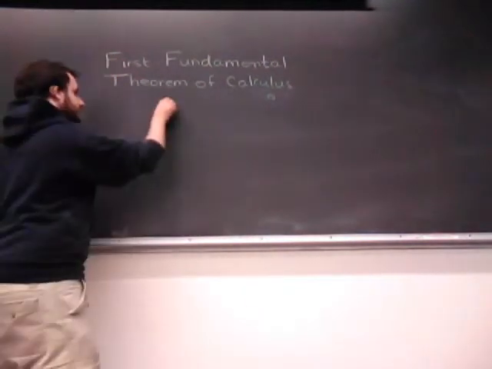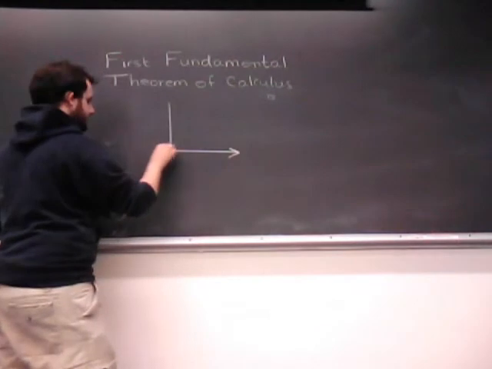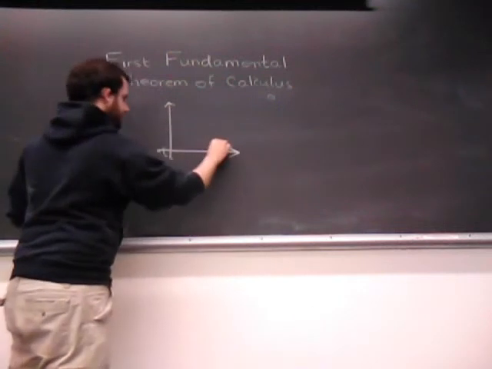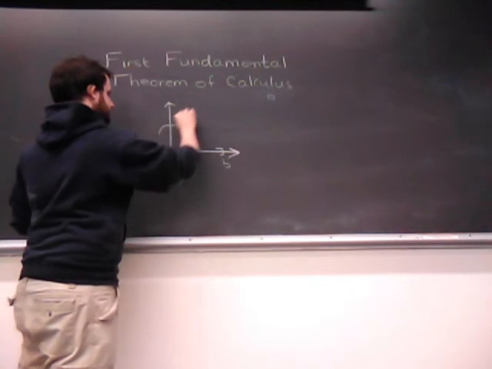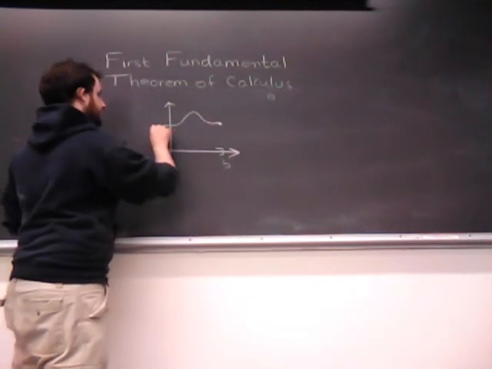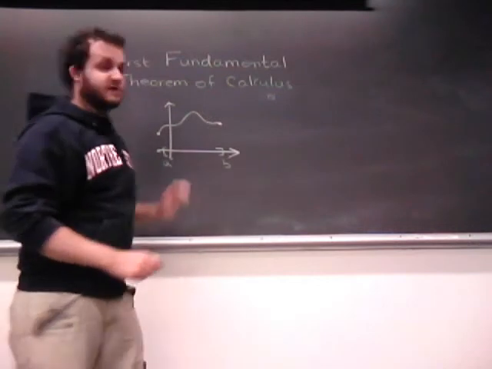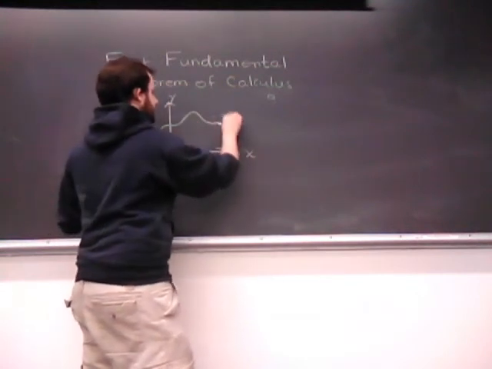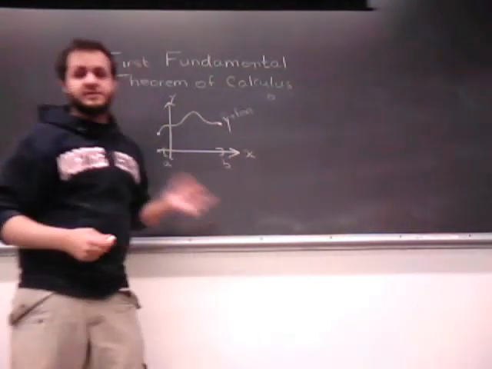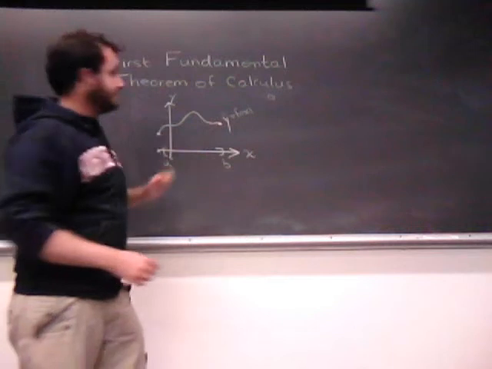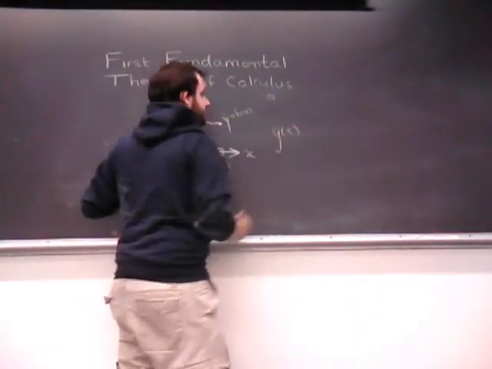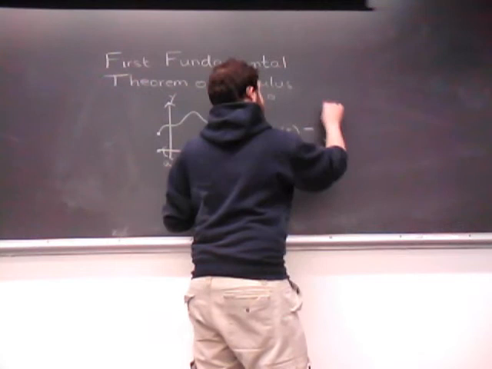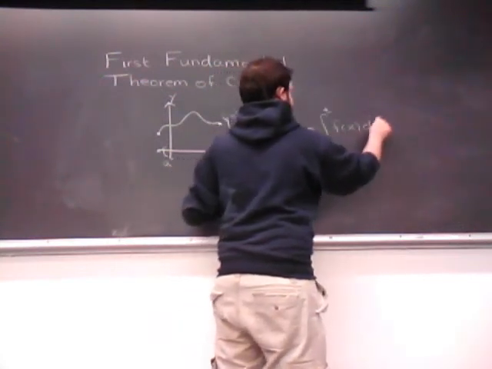And here's the story, okay? So if I have some continuous function on an interval [a, b], out of this function I'm going to make a new function. So this is x, this is y. So this is the graph of y equals f of x. I'm going to make out of this a new function that I'm going to call g of t. And it's going to be defined to be the definite integral from c to t of f of x dx.